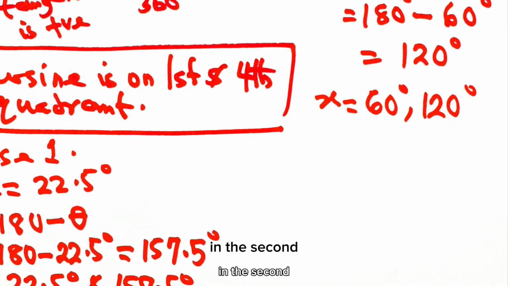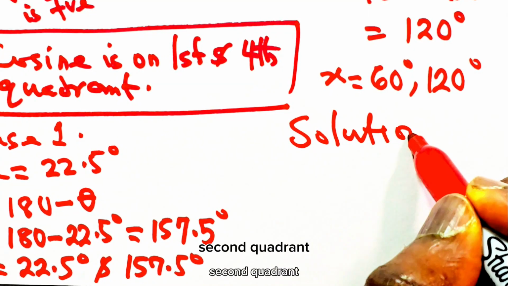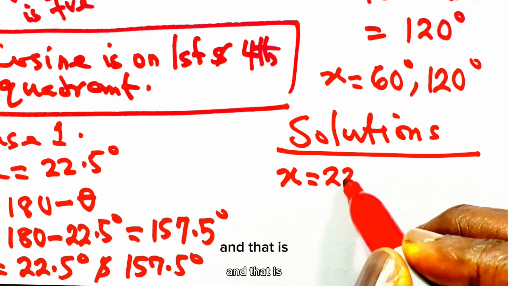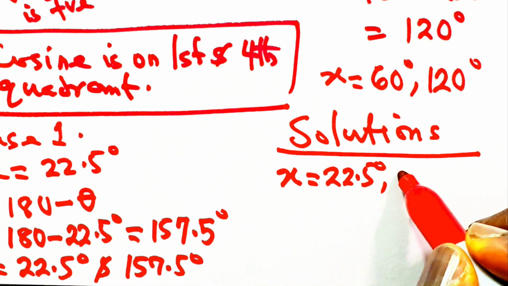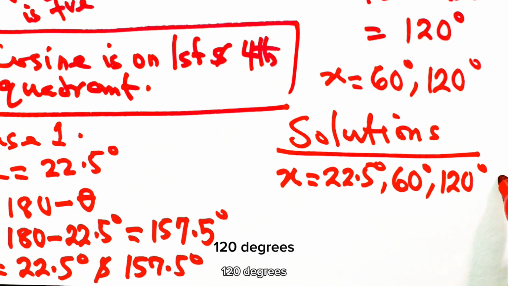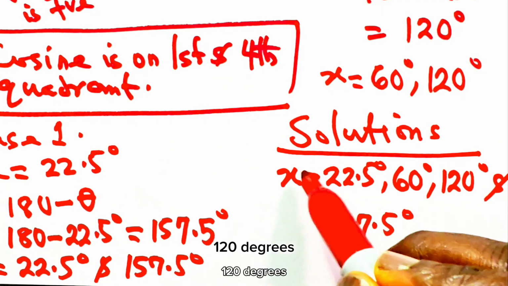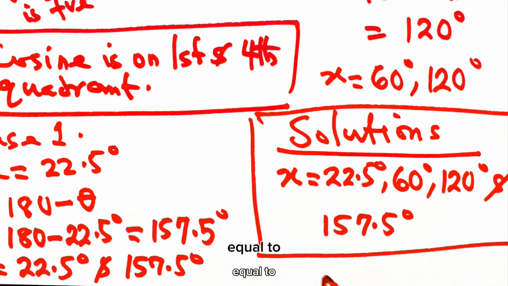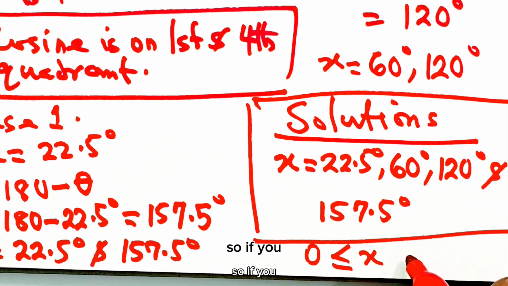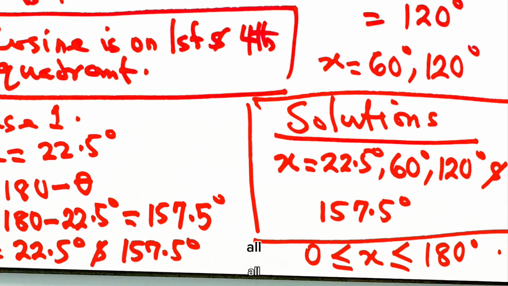So if you put them together, all the solutions of x will be 22.5 degrees, 60 degrees, 120 degrees, and 157.5 degrees. So this is the solution inclusively when 0 is less than or equal to x and x is less than or equal to 180 degrees.